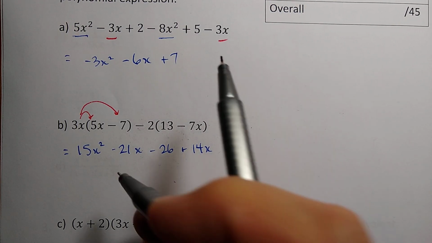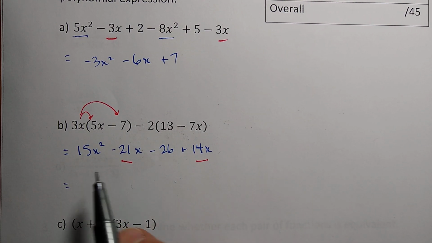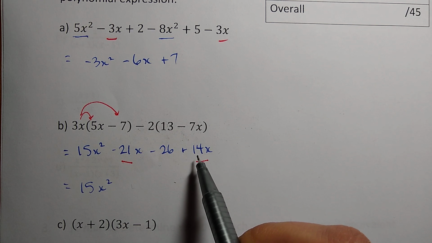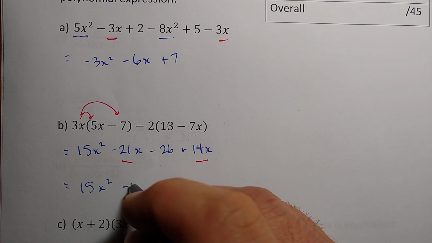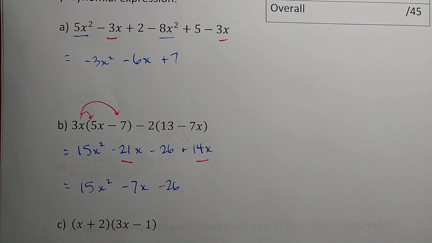Now we look for any terms in common, just like we did in the last one there. So we still have, sorry, I said that wrong, any like terms. Negative 21 and 14 is going to be negative 7x, and then we have minus 26 still.